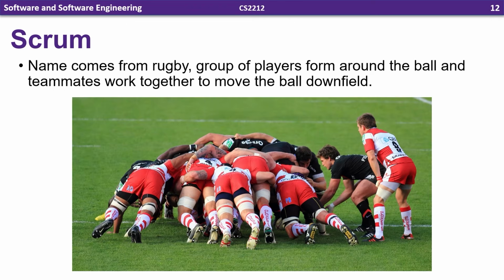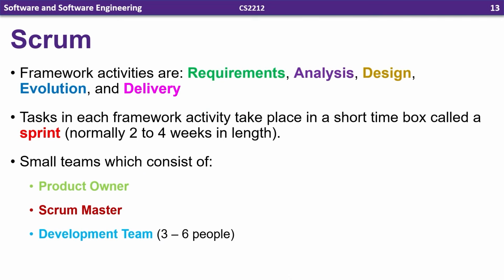And the first one is Scrum. So if you're familiar with rugby, this name comes from rugby. It's when a group of players form around the ball and teammates work together to move the ball downfield. So in terms of this agile process, this is specifically referring to certain meetings that are going to occur in the process that we'll get to in a second.